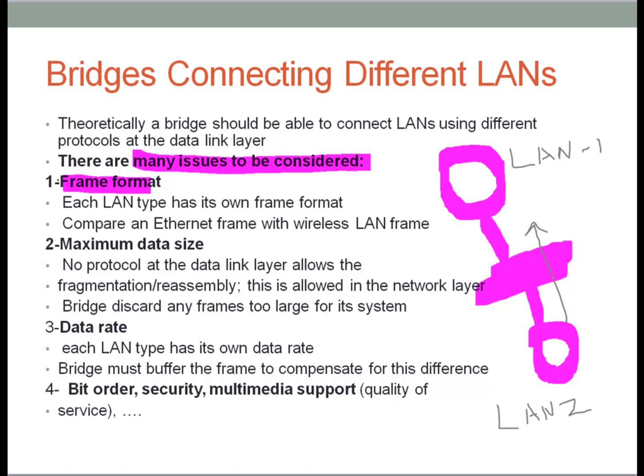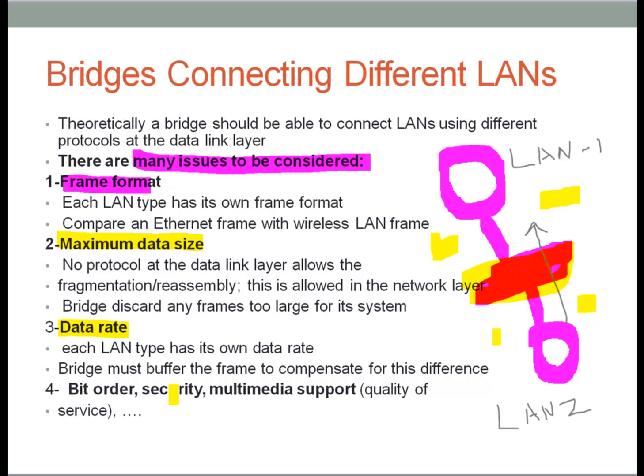Then the maximum data size, the size of the frame, is another problem. Some networks can have a larger frame. Here I am going to have the larger frame size, and this local area network is going to support only small ones. In that case the problem will happen. Then the next one is the data rate, the speed of the network. This local area network will be very fast and this one will be very slow. In that case, if you use a bridge, the problem may happen.